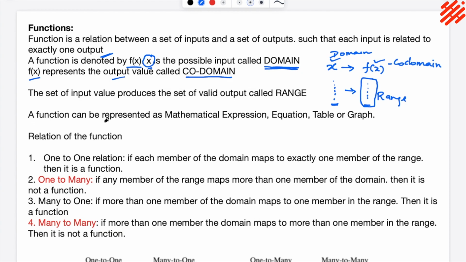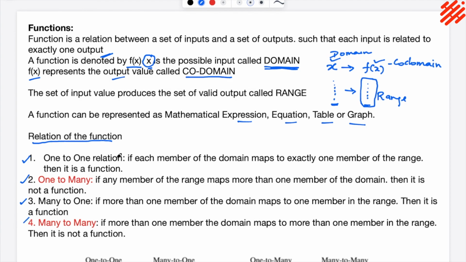A function can be represented as a mathematical expression, equation, table, or a graph. So a function can be represented in many ways. Now the relation of the function is a vital part of the function. There are four types of relations: one-to-one, one-to-many, many-to-one, and many-to-many.